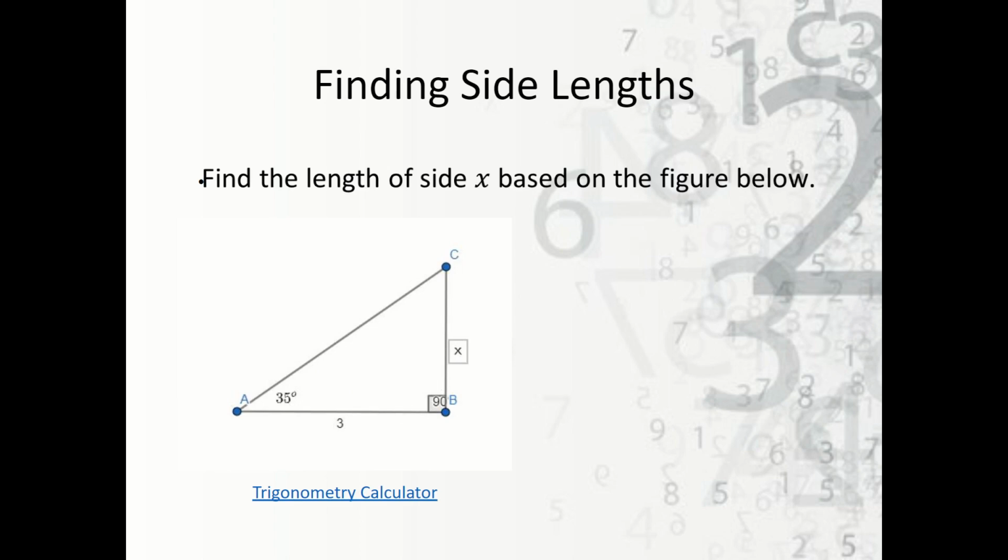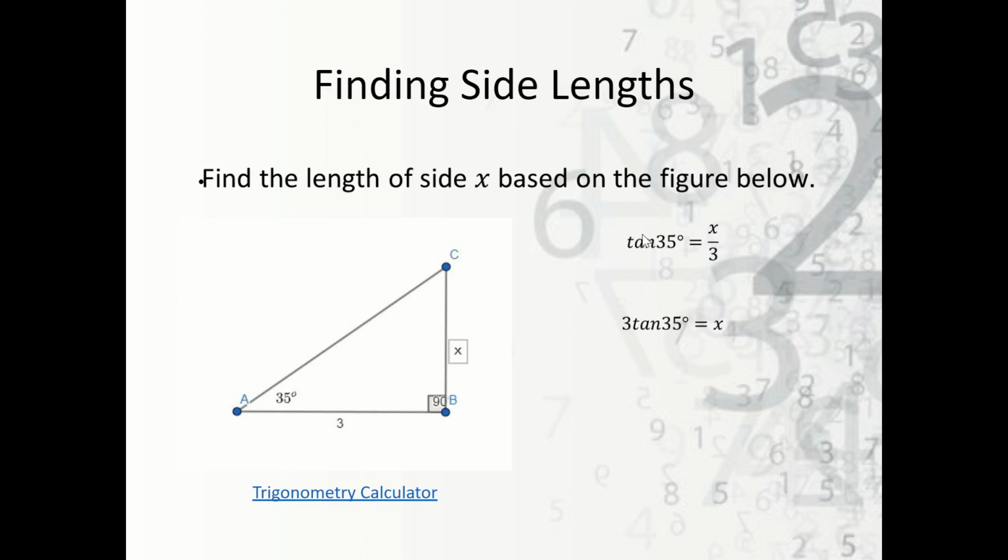So the function that uses opposite and adjacent is tangent. We're going to say that tangent 35 degrees is equal to opposite over adjacent, which is x over 3. Now we need to get x by itself, so the 3 is dividing from x, so we're going to undo that by multiplying.